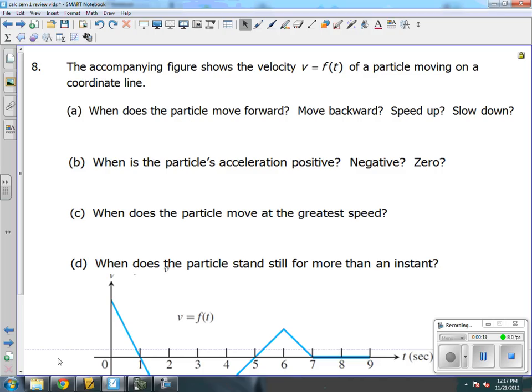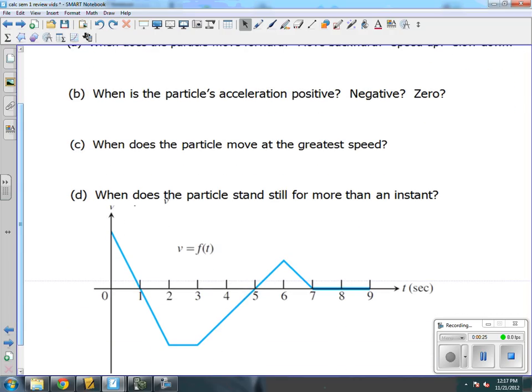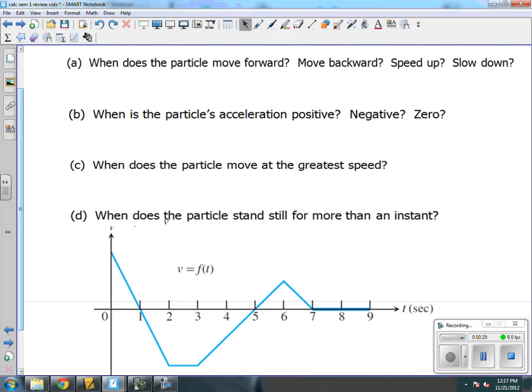It says the accompanying figure shows the velocity v equals f of t of a particle moving along a coordinate line. This is the velocity graph that they gave us, and they ask us some questions about it. Looking at the velocity graph, we have to determine A, when does the particle move forward, backward, speed up, slow down? This is kind of a tricky question if you haven't done it in a while.